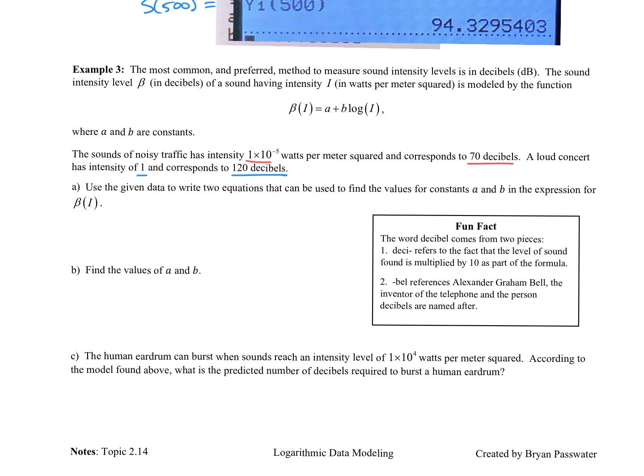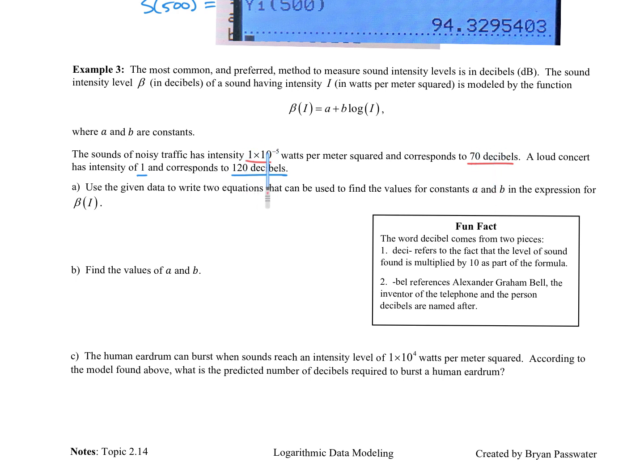All right, beautiful. So what's my input? Is it beta or is it I? I is my input. And so I matches our watts per meter squared. All right, and so then what is my input value? Is this my input or is this my input? Is 1 times 10 to the negative 5th my input or is 70 my input?